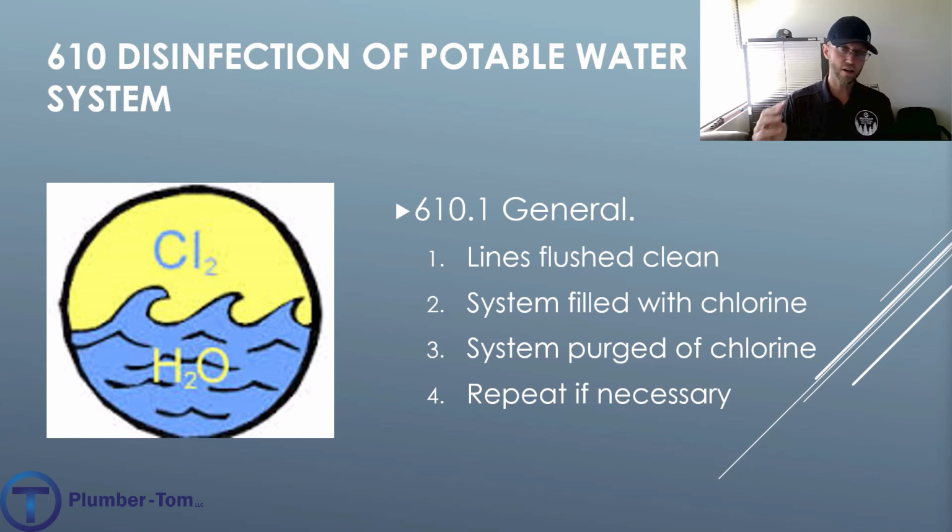Here's how you do it. There are 4 steps. First, you flush the lines clean. Second, the system is filled with chlorine. Once that has been given time to kill anything and everything in there, the system is purged of the chlorine. And if that's not good enough, you can repeat the whole process. Now, how do you know if it's good enough? Well, there are water tests that can be done to prove that the water is free from anything dangerous.